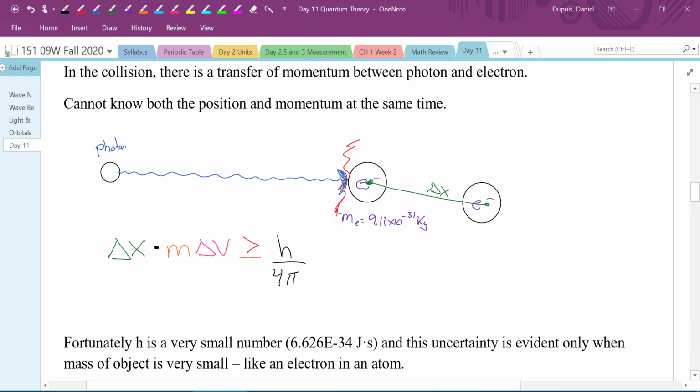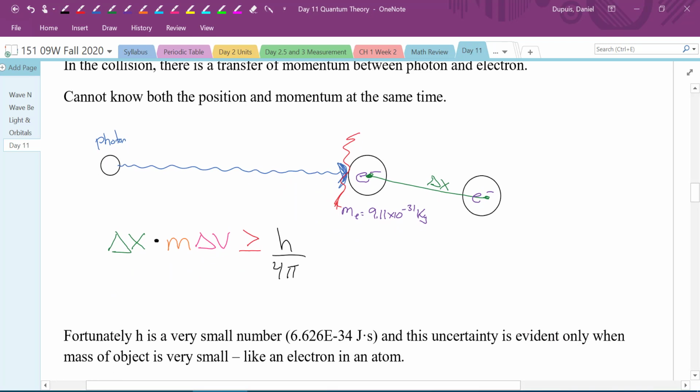So fortunately, though, h is small, and so the uncertainty is only evident when the mass of the object is very small, right? So when you shine light on, you're looking for your kid, you're looking for your dog, a cat. Shine light on the cat, you see the cat, right? It'd be horrible if you shine light on something and then the object just flew away. That'd be horrible, right? But that's what's kind of happening here.